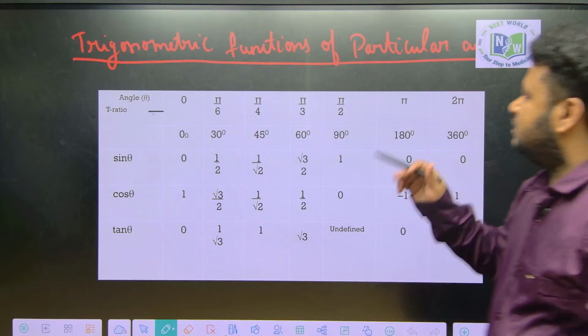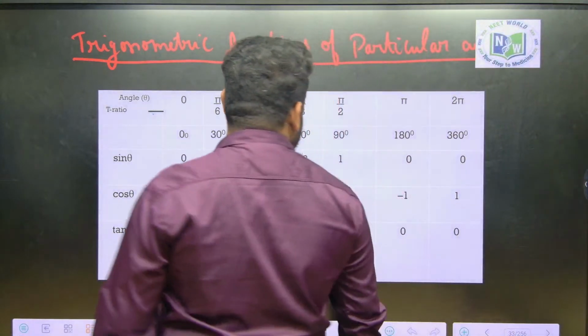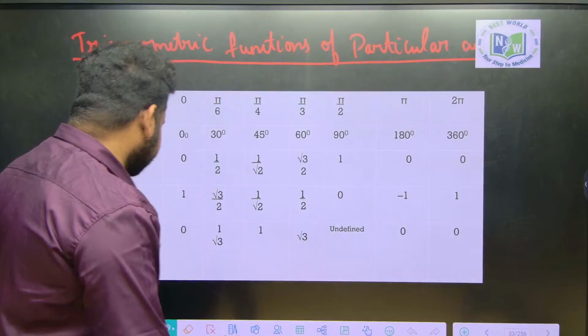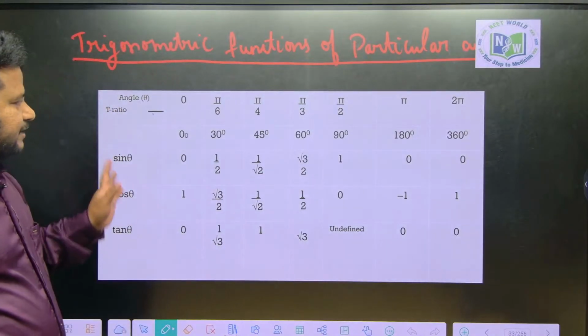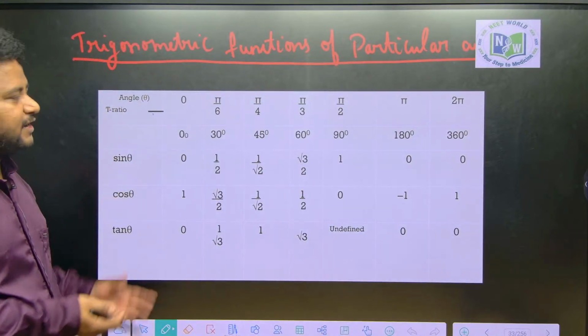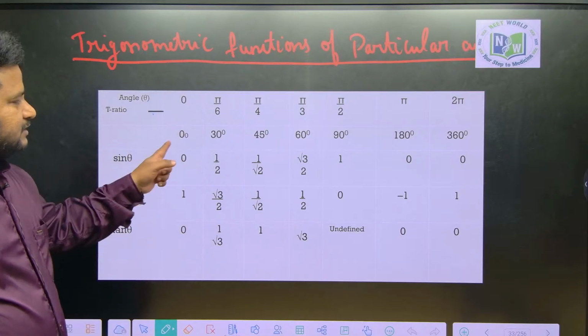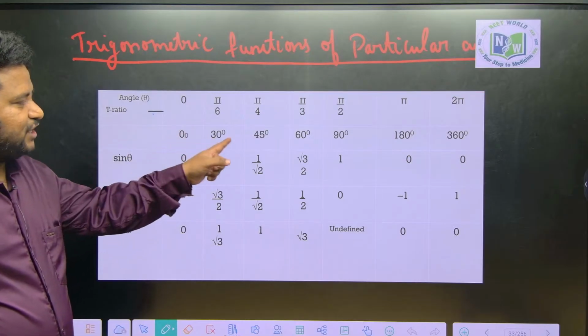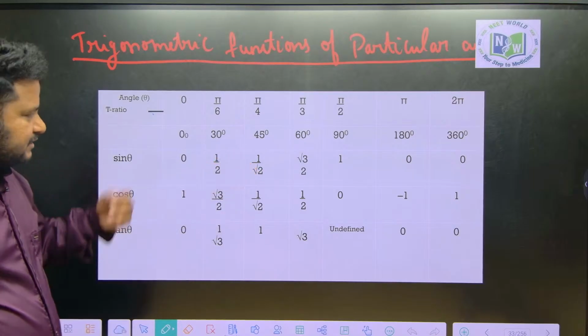Now, trigonometric functions of particular angles. Till 10th standard, you already learned up to 90 degrees. That is 0 degree, 30 degree, 45 degree, 60 degree, 90 degree. This is what you have learned.